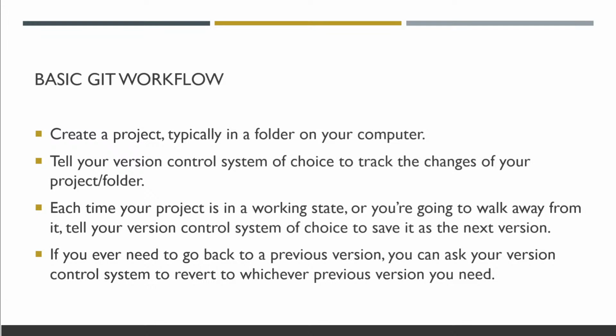And so each time your project is in a working state or you're getting ready to walk away from your project, maybe for an extended period of time, you're going to tell your version control system to take the state that it is currently in and make a version out of it. Right, so you're going to make what we call a new commit.